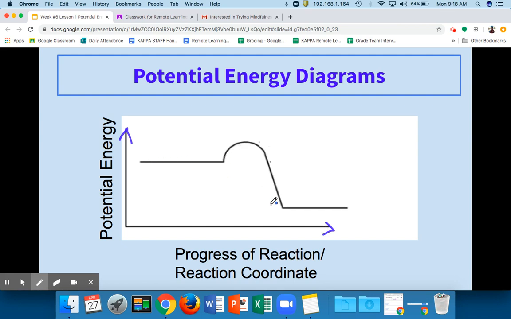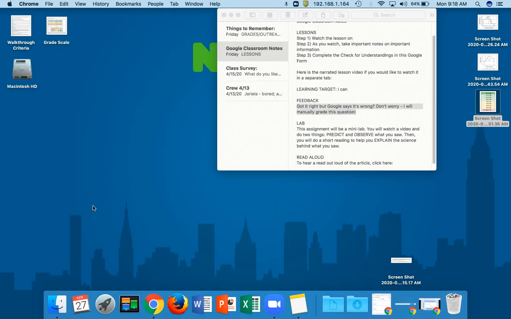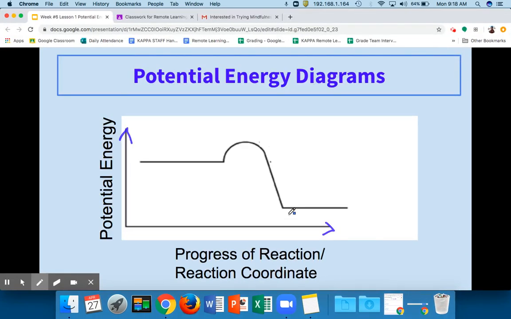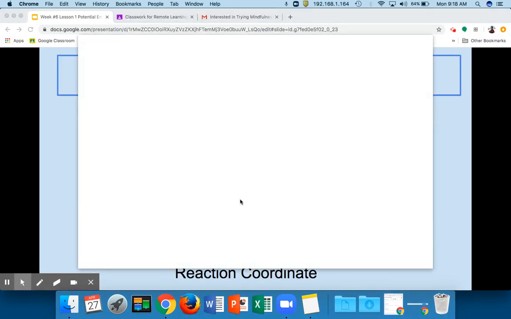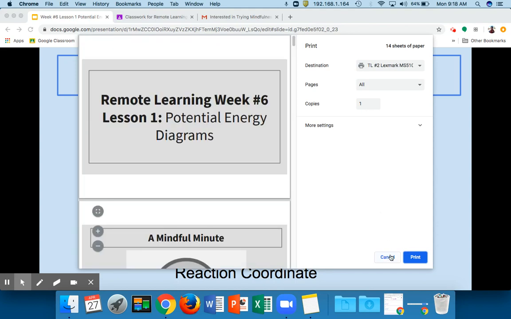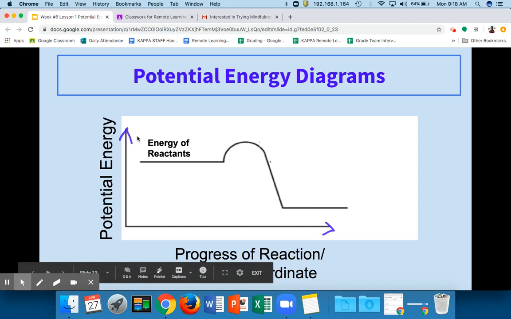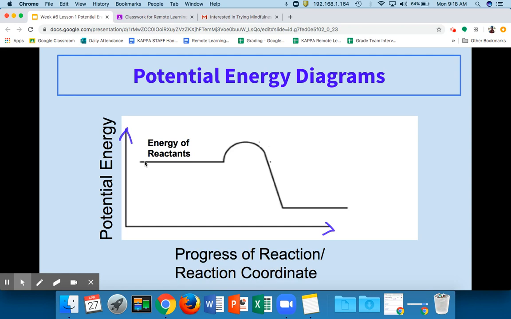It looks really weird. I've never seen a graph like this before in math. So this actually represents different parts of the reaction. So the first one is energy of the reactants. Oh my gosh, why does that keep happening? My bad, you guys. Cancel. Okay. Energy of the reactants is the very first line.